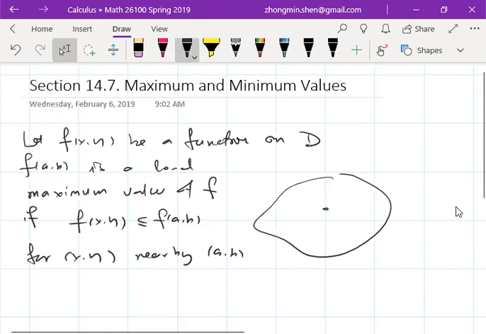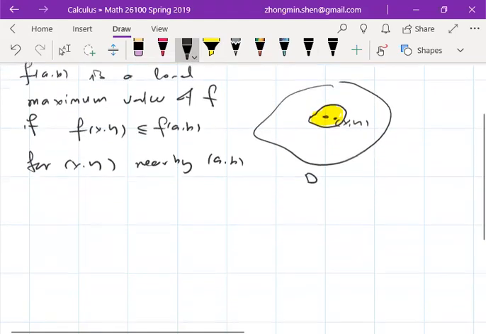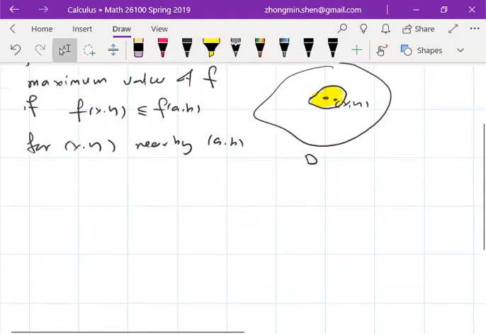Nearby means that in D there is a small neighborhood. You don't need it to be the whole region. Okay, and for x and y in this small neighborhood, if the value of the function is always smaller than the value of the function at the point with coordinates a and b, then that is going to be the local maximum value. Now let me show you the picture.